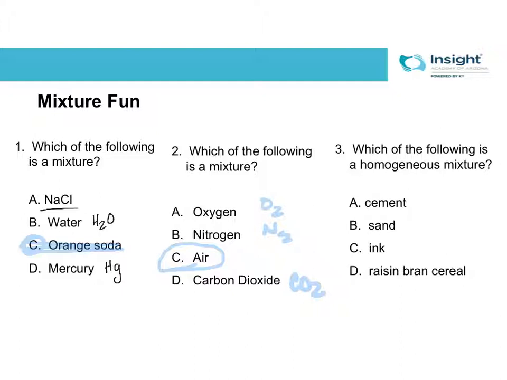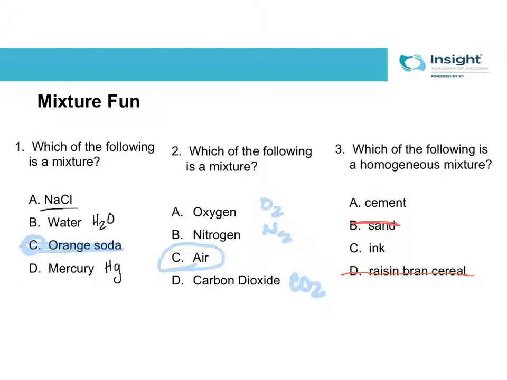So, for me personally, my initial thought would be, all right, I'm going to narrow out the ones that I know I can definitely see different components of. So like Raisin Bran cereal, you can see the bran and you can see the raisins. That's definitely heterogeneous. All right, and if I'm at the beach making a sandcastle, there's rocks in the sand, there's shells in the sand. So, no, that's another heterogeneous mixture.